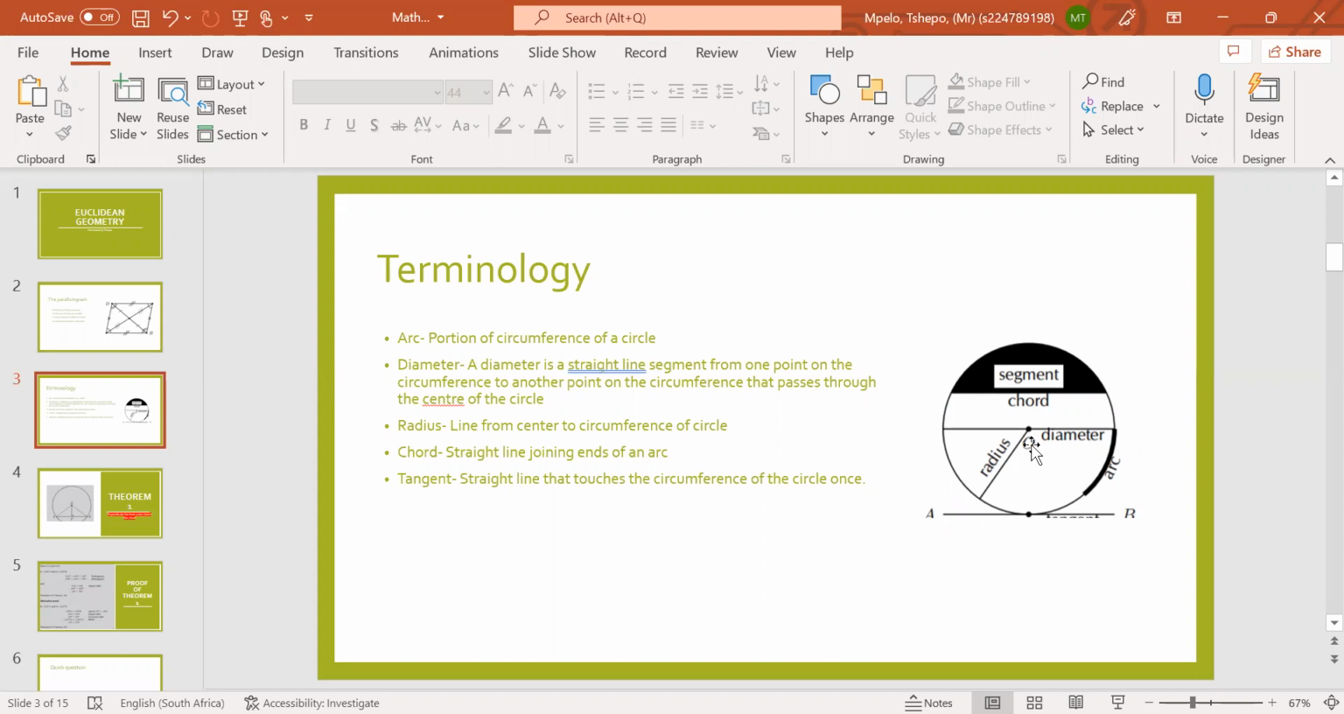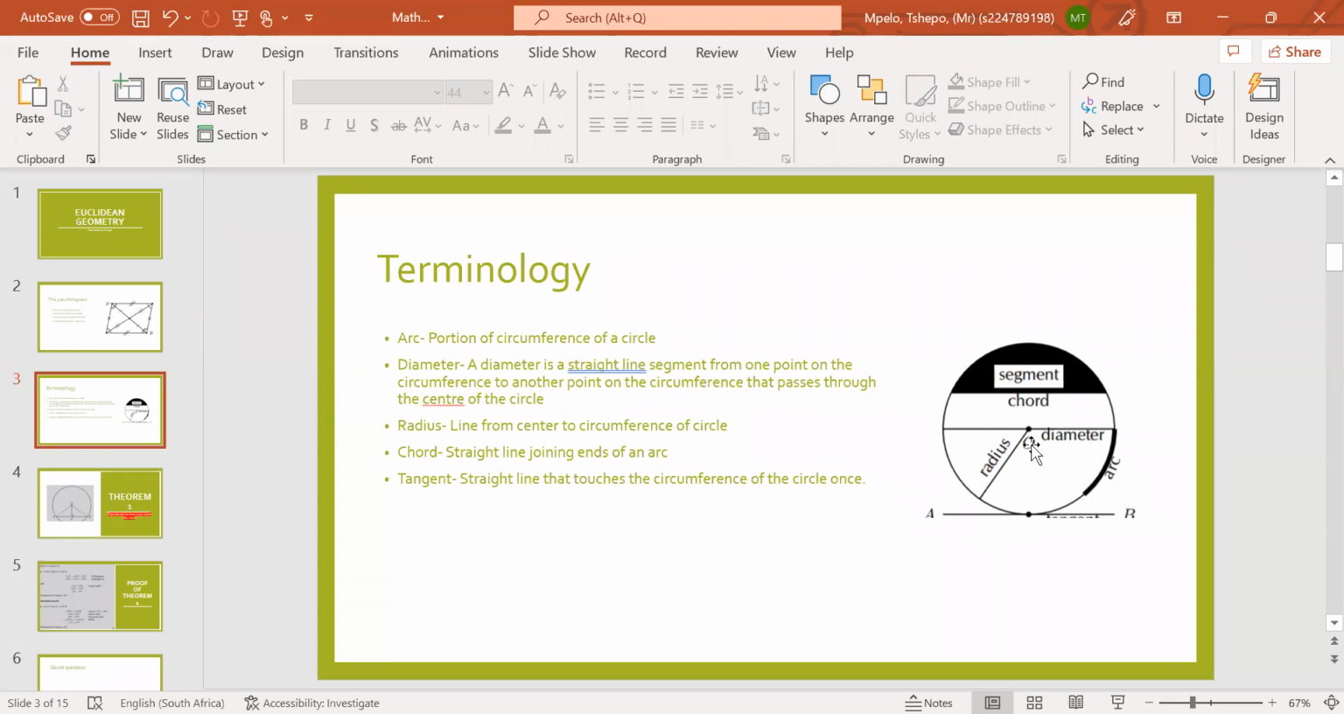Let me just note it down. The line is a chord until you are told it passes through the center. Otherwise, you treat it as your chord. Tell me when you are done noting that down. Done. One more second. Okay, good.